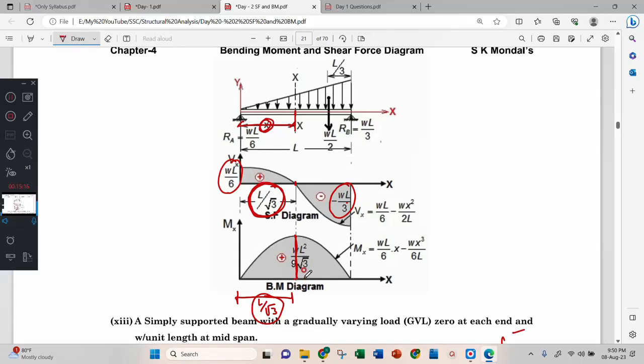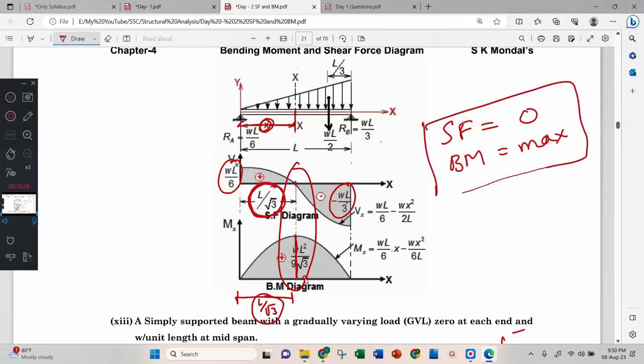Right? Now, from this you can get an idea that wherever shear force is 0, bending moment is max. Correct? Shear force is 0, bending moment is max.